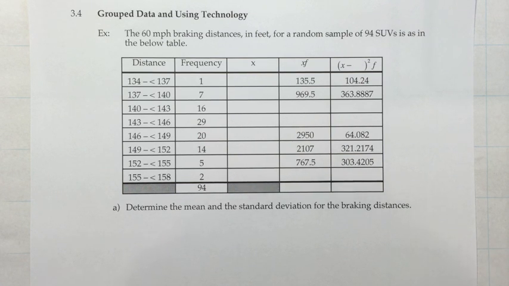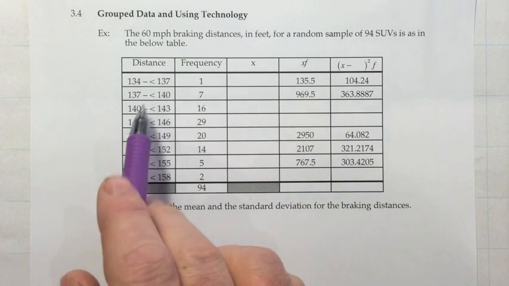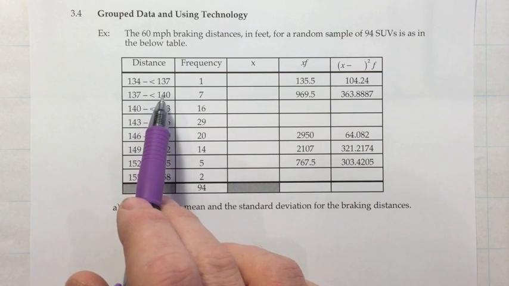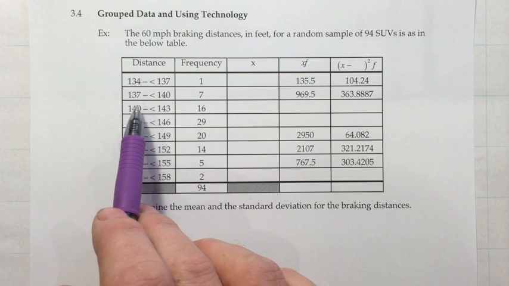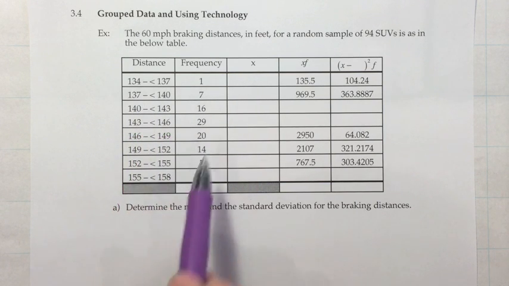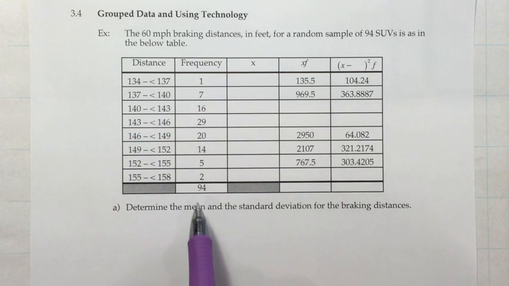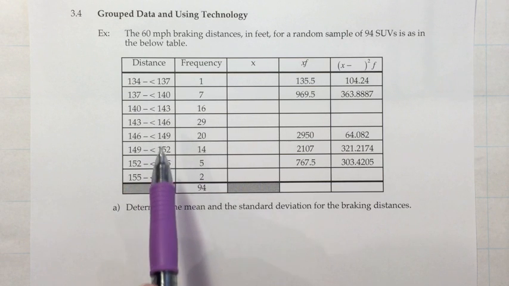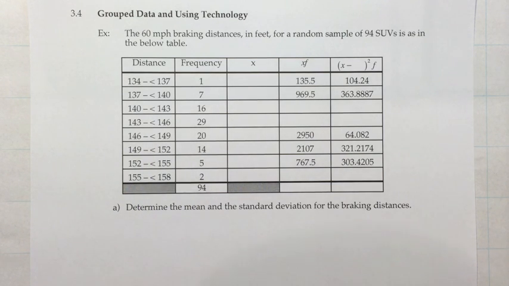The 60 mile per hour braking distances in feet for a random sample of 94 SUVs is as in the table below. So we've got these classes, 134 feet through less than 137, one car in there, and 137 through less than 140, 7 cars in there, and so on. So we have 94 SUVs altogether. So this is a much bigger data set than we've been working with in the last section, but it doesn't seem like it so much because it has been grouped.